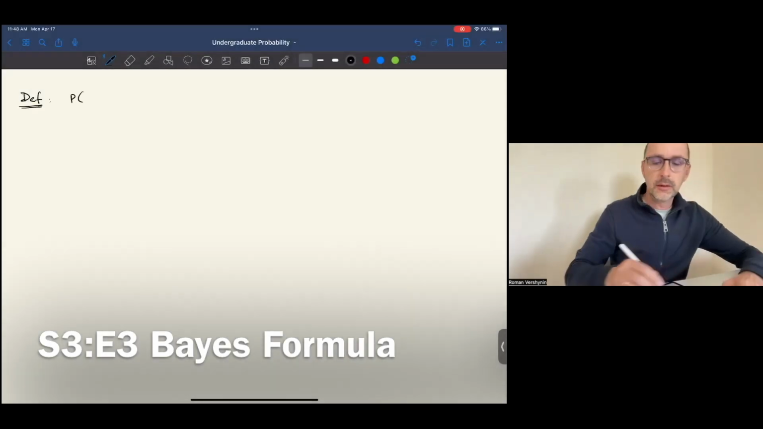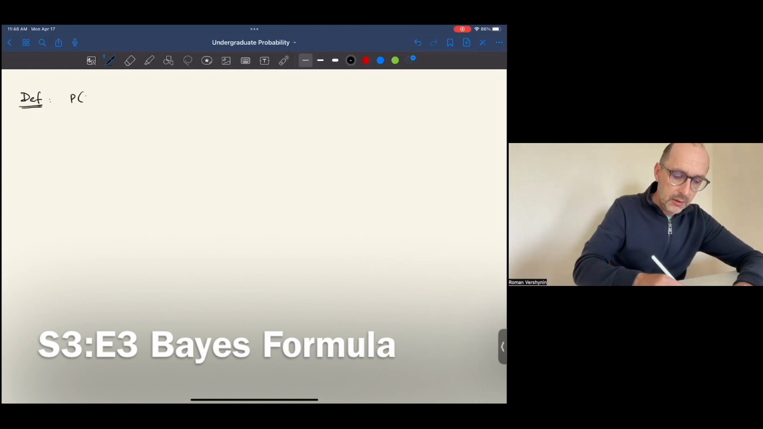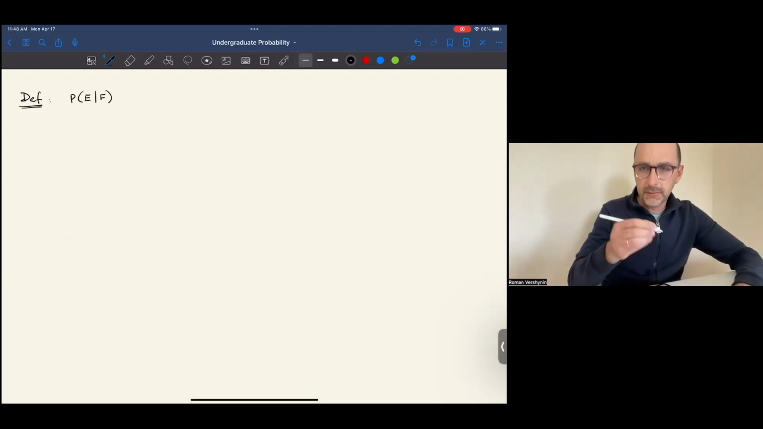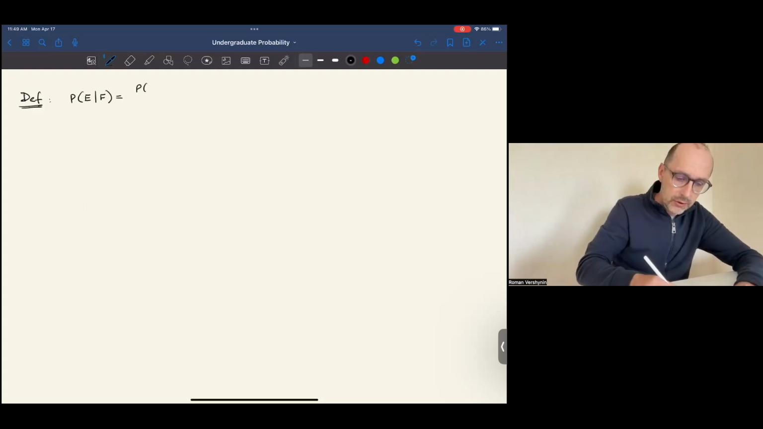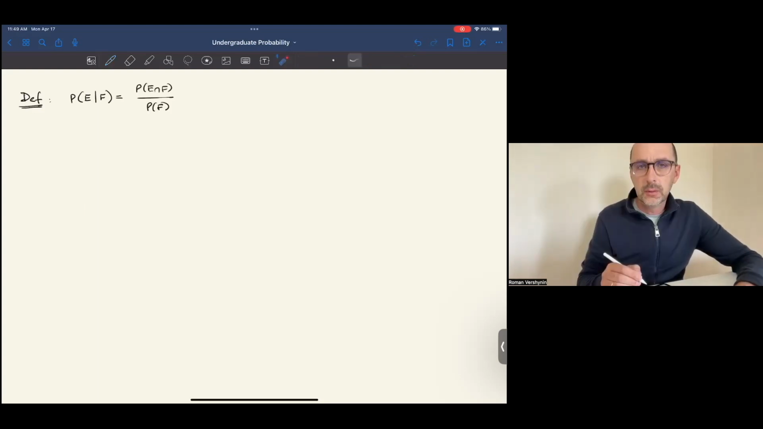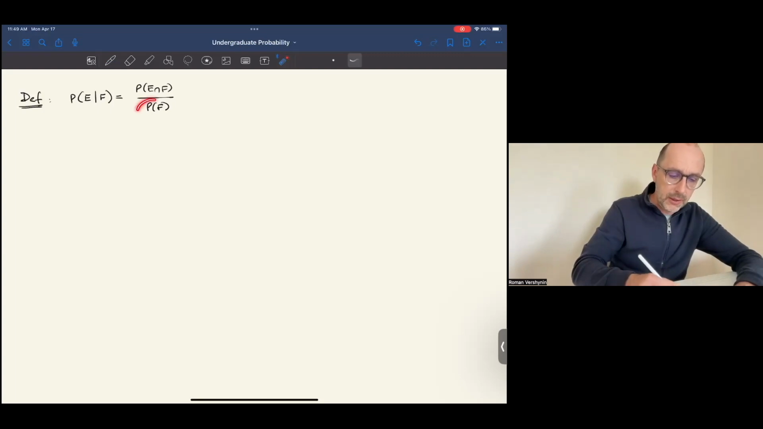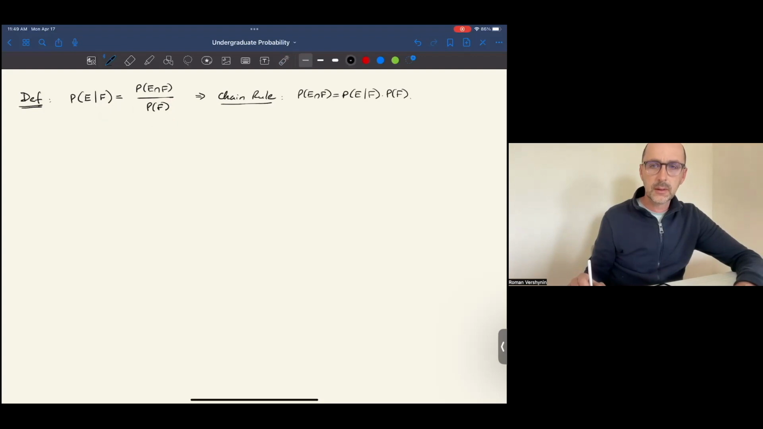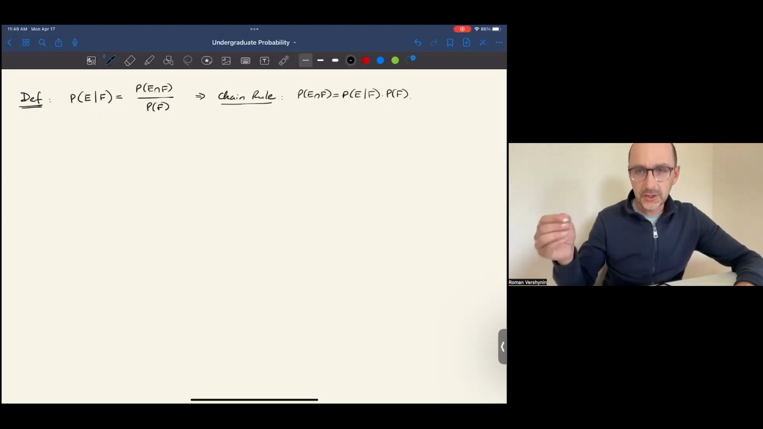By definition, the conditional probability of event E given that some other event F occurs is this ratio. We can multiply both sides by P of F, thereby moving it to the left-hand side, and get what we may call the chain rule. The notion of conditional probability allows us to compute probabilities of any event by a trick called conditioning.